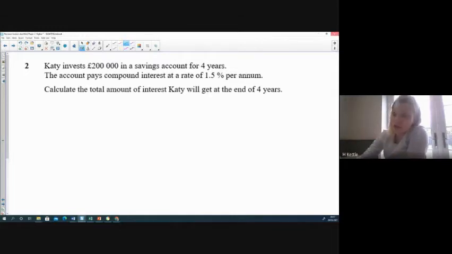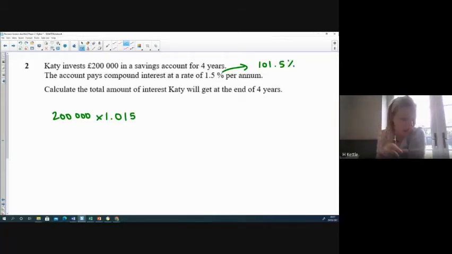So you could do £200,000 times, now I'm going to times by 1.015, and that's because I want 101.5%. I want the original 100% of my money, and I want an extra 1.5%. So I want 101.5%. So you could times by that, and that would tell you how much money you would have after 1 year. So let's do that and see what it is. 200,000 times by 1.015 is 203,000.